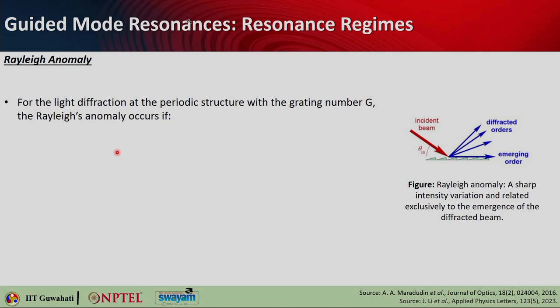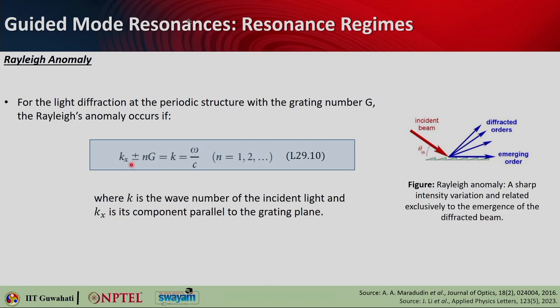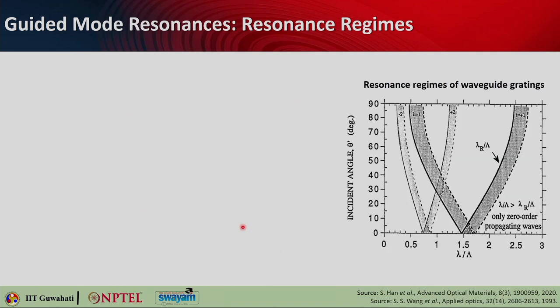So, for light diffraction at a periodic structure which has a grating number G, G can be written as 2 pi by the lattice period. You can say that the Rayleigh anomaly will occur if kx plus n times G is equal to the incident wave vector. So n is basically 1, 2, 3; this is happening because of the grating. When there is a match, a Rayleigh anomaly will take place, the wave will leak in, and you will get a reflection dip. Here k is the wave vector or wave number of the incident light, and kx is the component of the wave vector that is parallel to the grating plane, right?